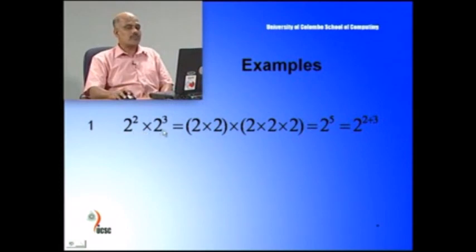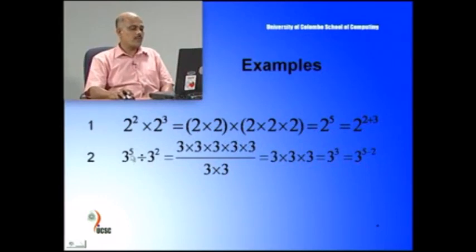2 to the power 2 times 2 to the power 3 can be rewritten using the definition of indices, like 2 multiplied by itself 2 times and 2 multiplied by itself 3 times, which can be simplified to 2 to the power 5, which is equal to 2 to the power of the summation of these two indices. In dividing, 3 to the power 5 divided by 3 to the power 2 can be written as the product of 3 with itself 5 times divided by the product of 3 with itself 2 times, which simplifies to the product of 3 with itself 3 times, which is equal to 3 to the power 3. So it's verified that this is equal to the subtraction of indices.